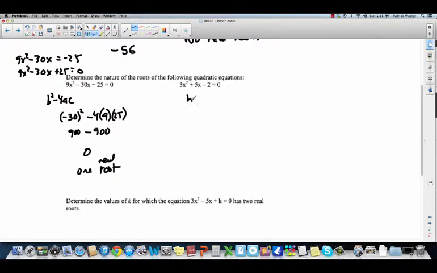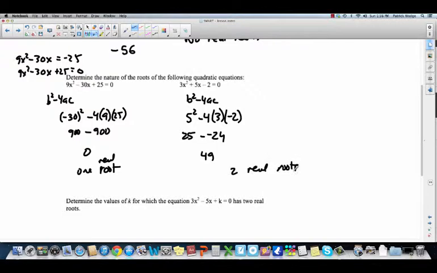Okay, and the last one, you can probably guess what you're going to get on this one. b squared minus 4ac, b is 5, so 5 squared minus 4 times 3 times negative 2. 25 minus 4 times 3 is 12, times negative 2 is negative 24. So you get 49. That's a positive number, so you're going to get two real roots.